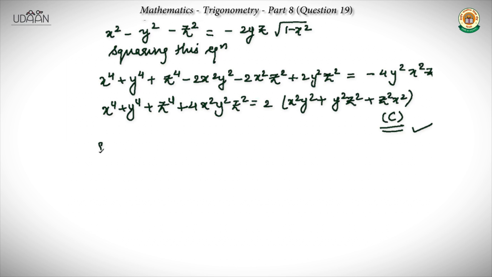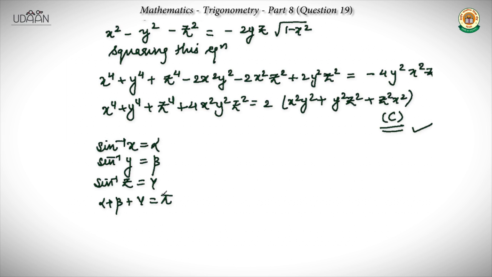ओके. Let me consider sin inverse x equals to alpha, ओके. sin inverse y is equals to beta, ओके, and sin inverse z is equals to gamma. So I can write this as alpha plus beta plus gamma is equals to pi, correct? राइट. Okay. कि हमें दिया हुआ है ऑलरेडी. Yeah.